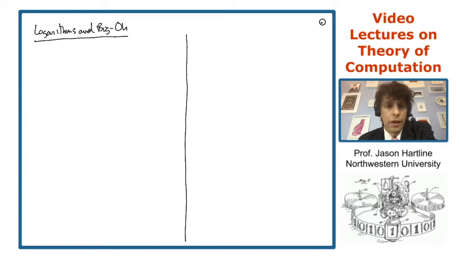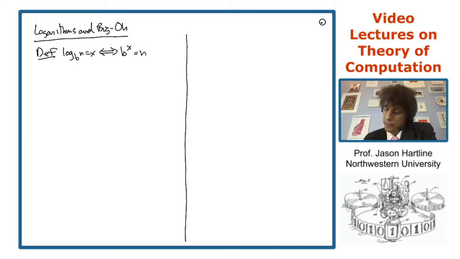The logarithm is the inverse of the exponential function, and it is defined as such. We'll say that log base b of n is equal to x is defined as b to the x is equal to n. So if b to the x is equal to n, well, the inverse of this exponential function is log base b of n is equal to x.